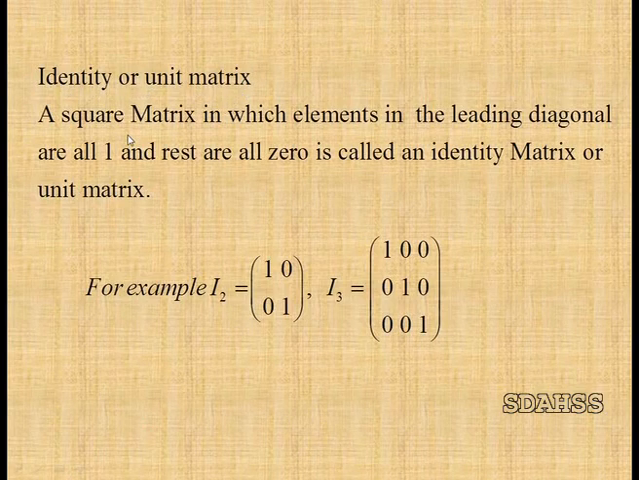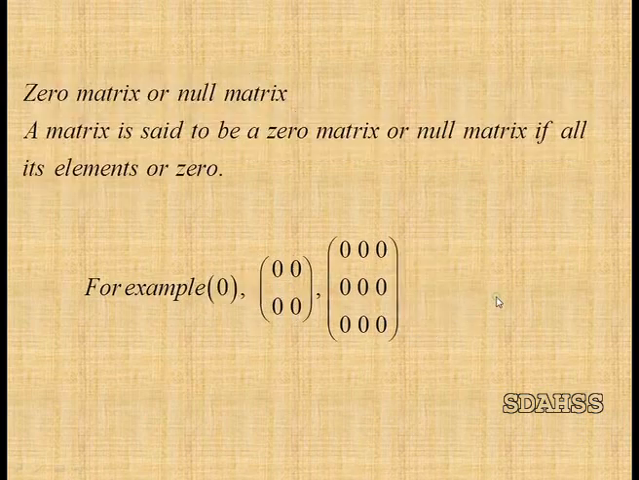Identity or unit matrix: a square matrix in which the elements in the leading diagonal are all 1 and the rest are all 0 is called an identity matrix or unit matrix. For example, I2 is equal to 1, 0, 0, 1. I3 is equal to 1, 0, 0, 0, 1, 0, 0, 0, 1. The leading diagonal elements are 1 and the rest are all 0.